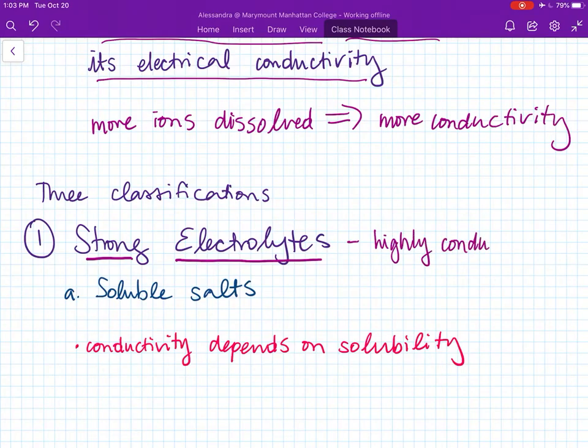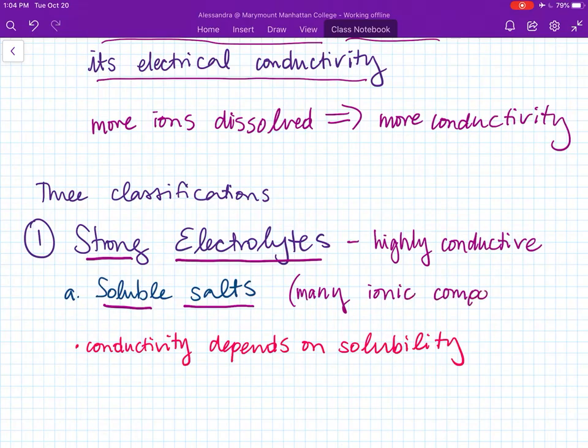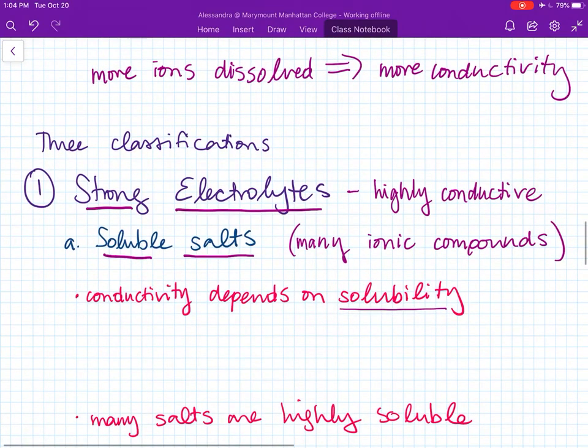As that name implies, these solutions are highly conductive. They are going to conduct electricity quite a bit. Many, but not all, soluble salts produce strong electrolytes when they get dissolved in water. So you'll find that many, but not all, ionic compounds fall into this category of soluble salts that are eager to dissolve in water. Conductivity depends on the solubility of the salt, and salts exhibit different solubilities.